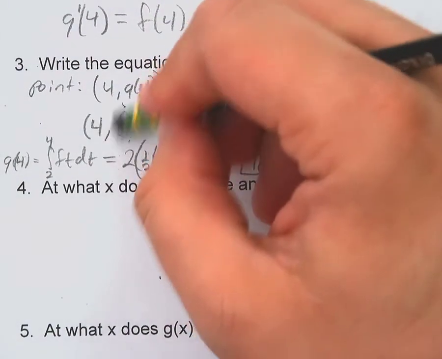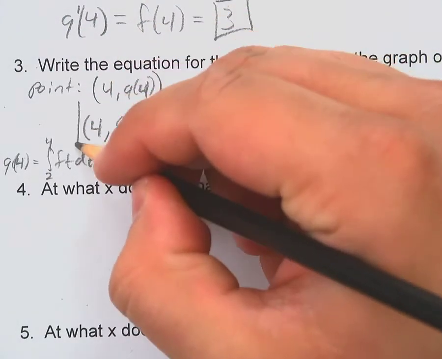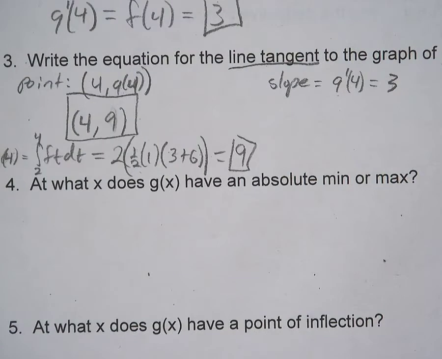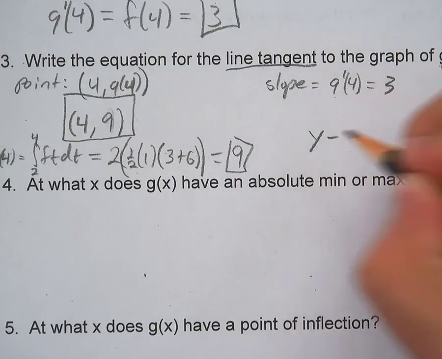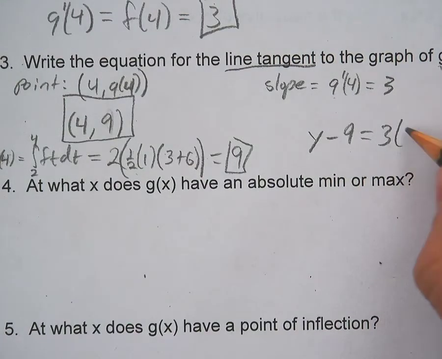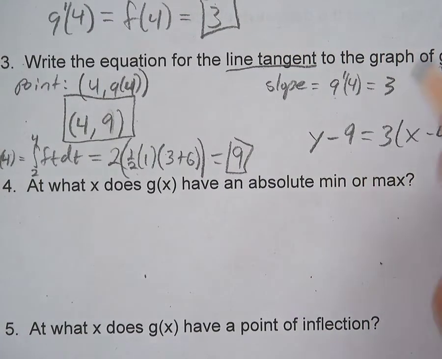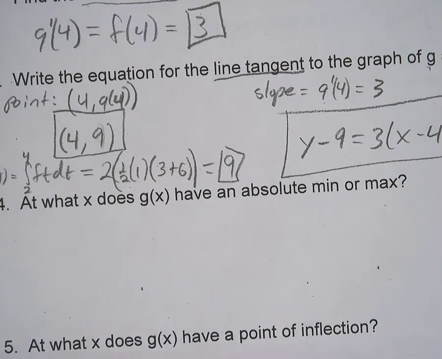That looks messy. Four comma 9. Let's do it. Y minus y1 equals m times x minus x1. Tangent line. Done. Time to change pencils.